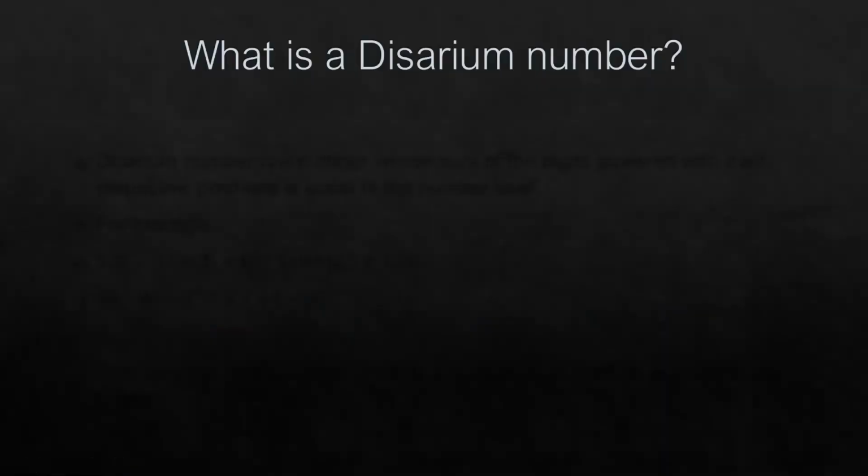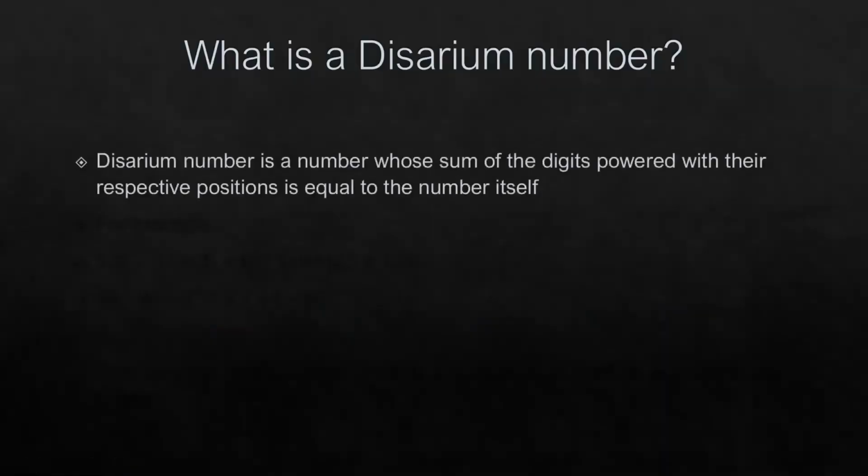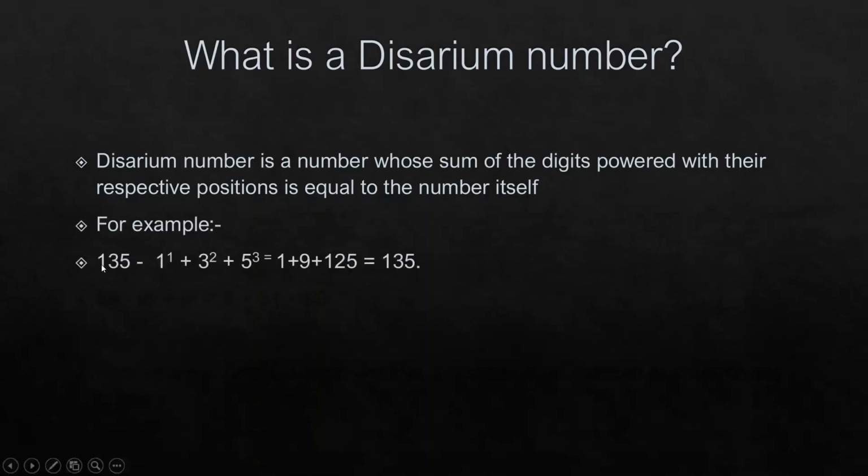So what is a Gazarium number? A Gazarium number is a number whose sum of the digits powered with their respective positions is equal to the number itself. For example, 135. In 135, 1 is the first digit, 3 is the second digit, and 5 is the third digit. So we will power 1 with 1, 3 with 2, and 5 with 3. After summing the digits, we get 1 plus 9 plus 125, which equals 135, the number itself.